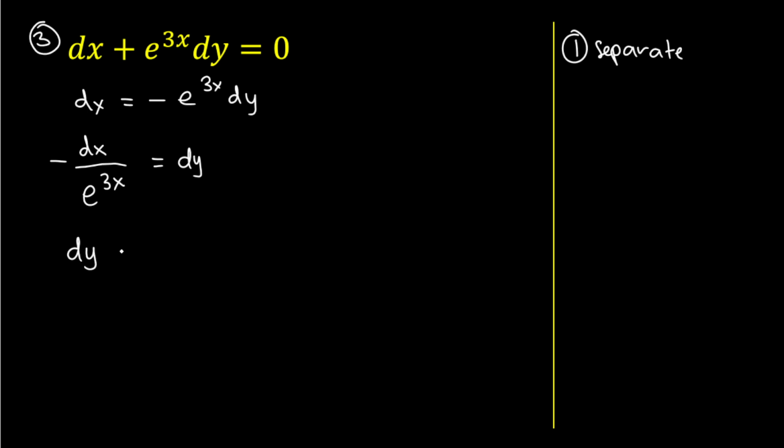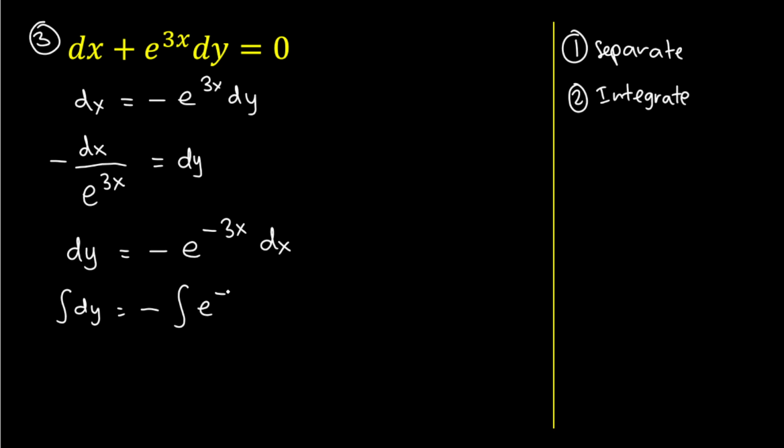So I will have dy here, and I will have minus 1 over e to the 3x. I can rewrite that as e to the minus 3x, and then dx. Okay, we have separated all the variables, and now we can integrate both sides. So the only thing that we need to do is separate and then integrate. So we will have integral dy equal to, I think I will just put the minus sign outside, integral e to the minus 3x dx.